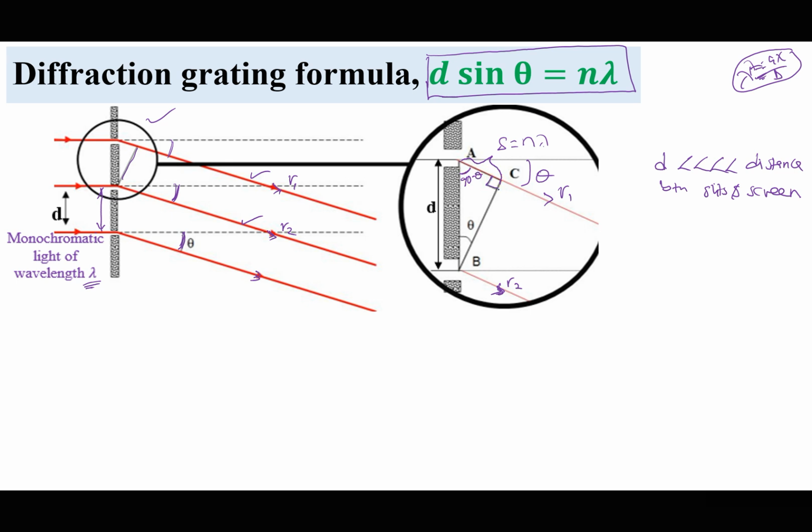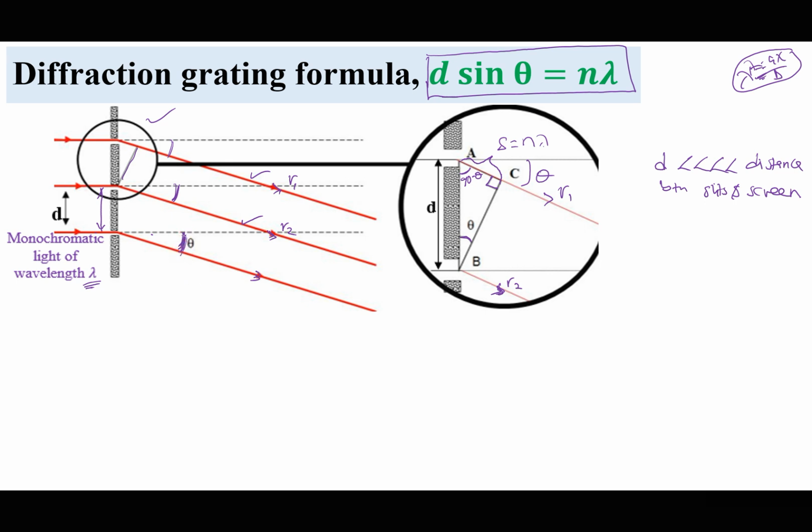Because this is already 90, it makes this angle theta, by the angle sum of a triangle. Of course, theta is the angle of deviation from the original path of the incident beam. So the dotted line is showing the incident direction of the light, but then it has undergone diffraction, so it has deviated.